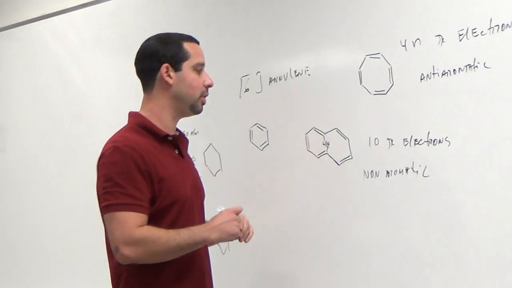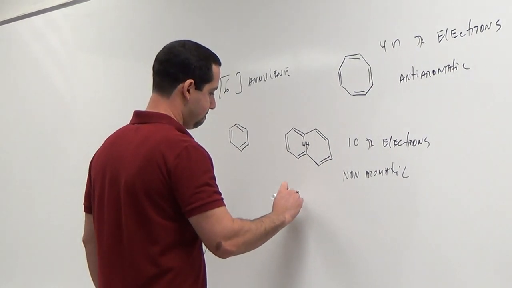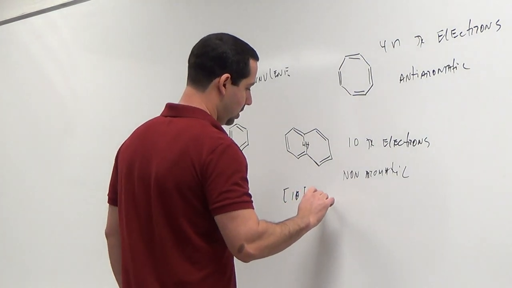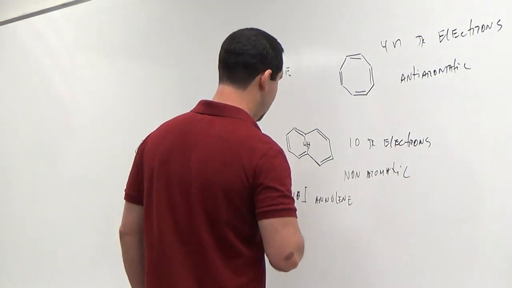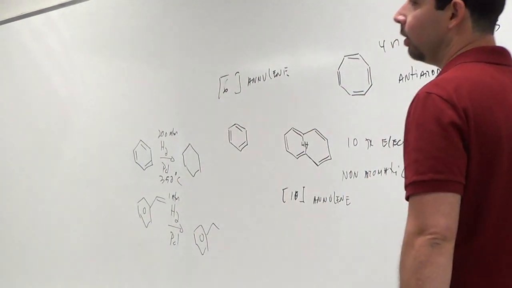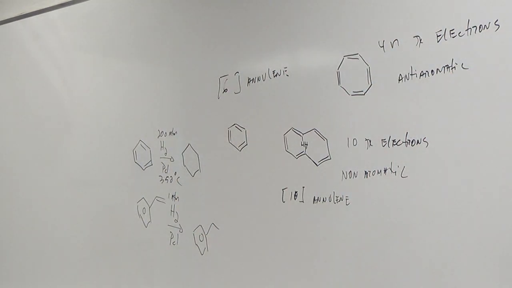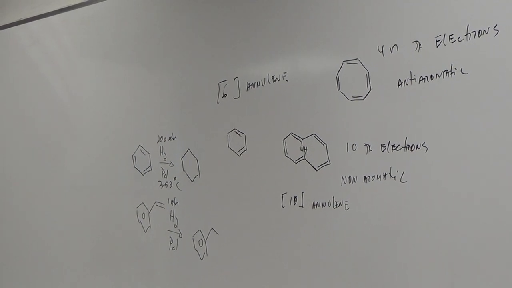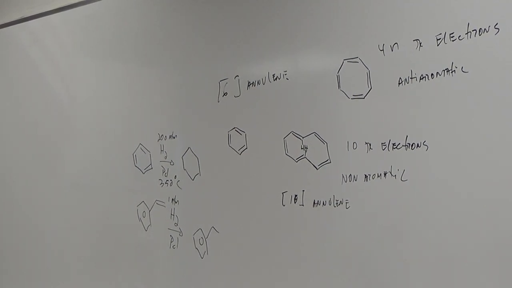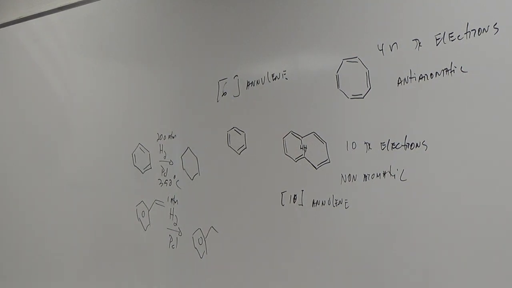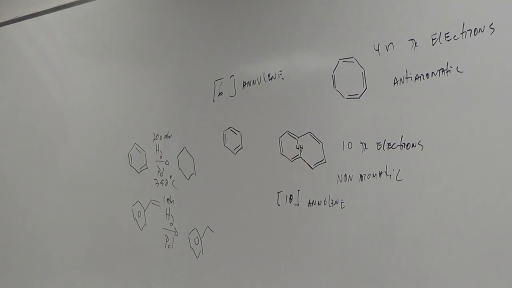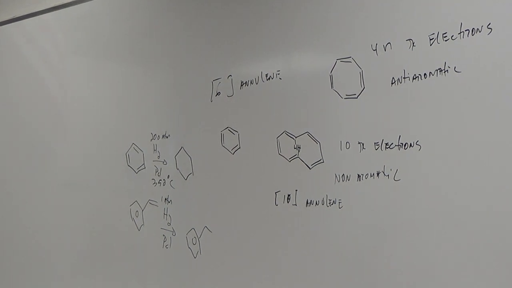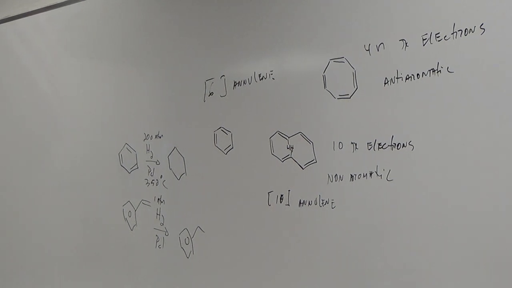So [10]annulene is what? Non-aromatic. How about [14]annulene? Aromatic. Don't even try to draw it, but it is non-aromatic, because of the same effect. There are problems and it has to be bent out of shape. [18]annulene is aromatic. So how do you know what it is? You can't just attempt to draw it. Because I am telling you. There is no way for you to know unless I tell you.